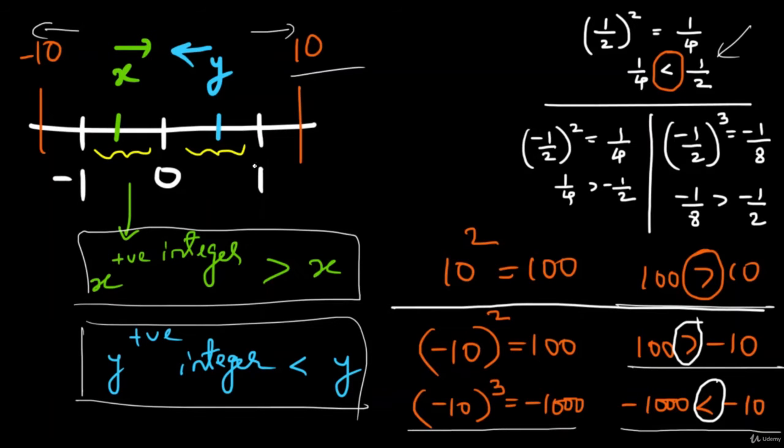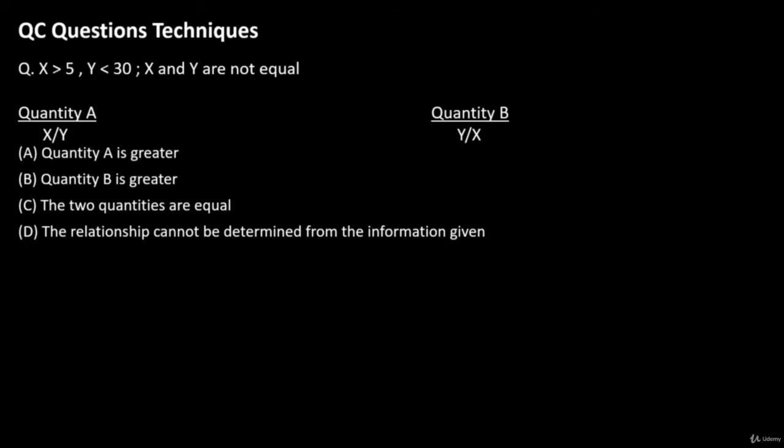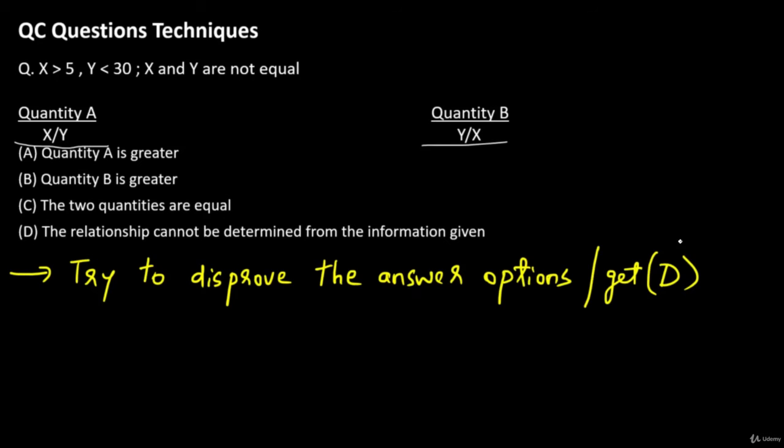All right, now let's do one more question. The question reads, x is greater than 5, y is less than 30, x and y are not equal. So this is the question stem. Now quantity A is x divided by y and quantity B is y divided by x. All right, now remember the approach should be to try to disprove the answer options or to get the answer as D, right? To get different relationships between the two quantities. All right, so over here we have x, we have y, and quantity A is x by y and quantity B is y by x.